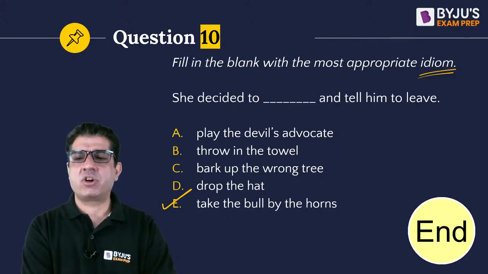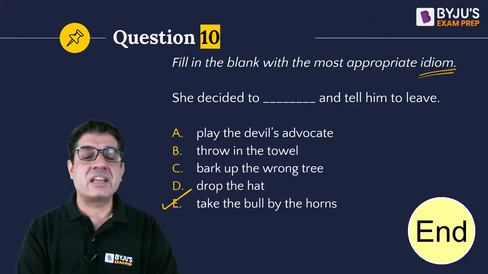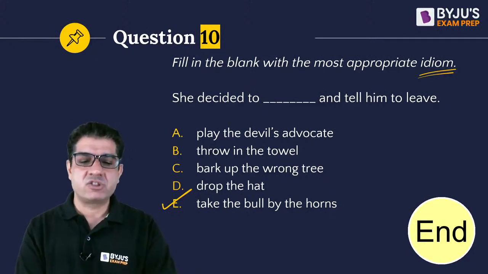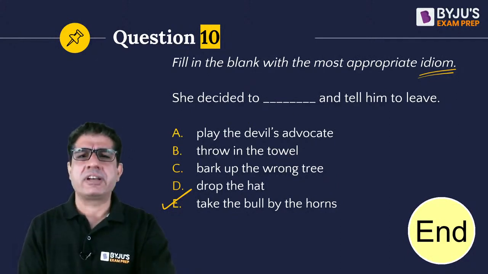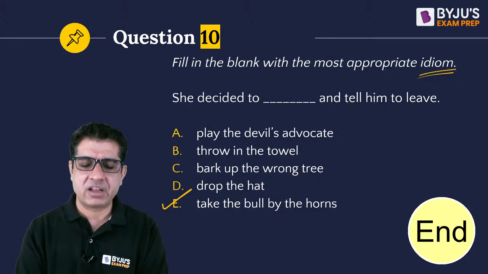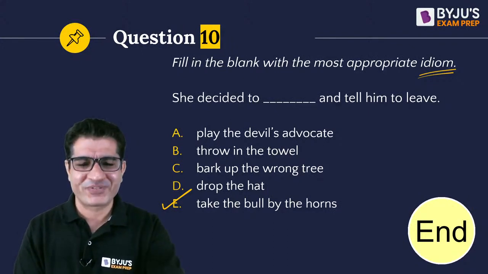Take the bull by its horn means to do something difficult in a brave and courageous manner. Now, if I look at this, she decided to dash and tell him to leave. For a majority of us, it is difficult to be candid. It is difficult to tell somebody to leave straight away. I mean, when was the last time you looked at somebody and said, get lost?